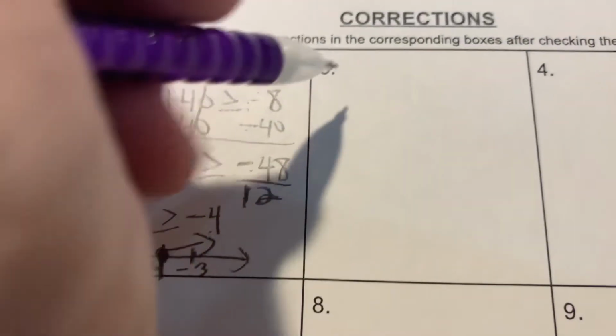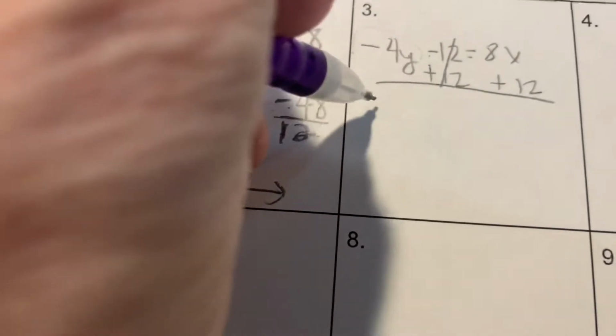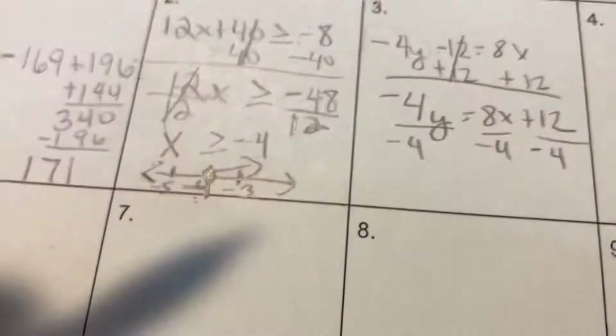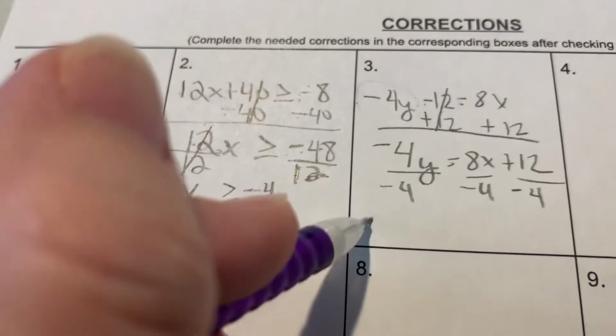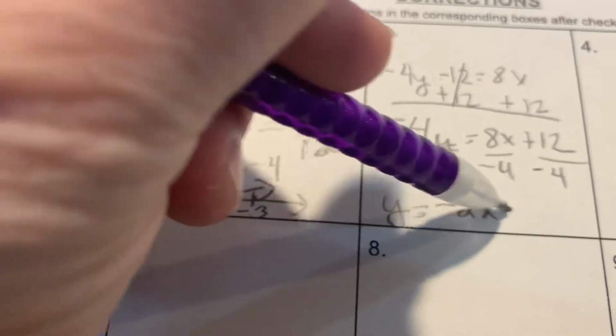So the next one, you have to put negative 4y minus 12 equals 8x into slope-intercept form. So you want to isolate the y term. Use the inverse operations to get 12 to the other side of the equation. Cancel out the 12 and you have negative 4y equals 8x plus 12. So you've almost got everything isolated. You have to divide each term by negative 4. Once you divide each term by negative 4, you've got y equals negative 2x minus 3.